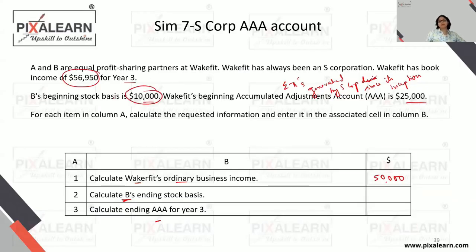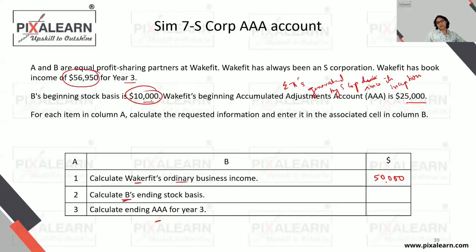B started with 10,000. B's income will be increased by B's share, and decreased by B's share of the separately stated items. So ordinary items, separately stated items, deductible items, and tax exempt items: everything will increase or decrease B's share. Tell me what would be B's ending stock basis?